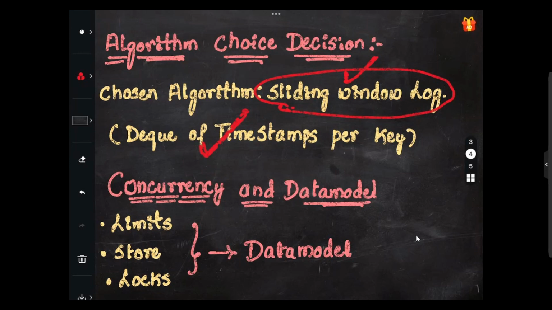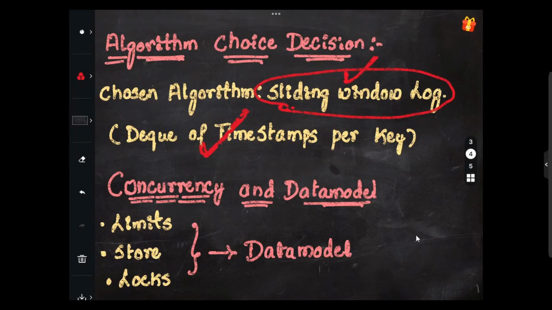Or we can just go with a leaky bucket, also known as the token bucket. We know this one, right? This is good for smoothing bursts, and it also supports the refill rate. The token bucket is good for the burst allowance, right?